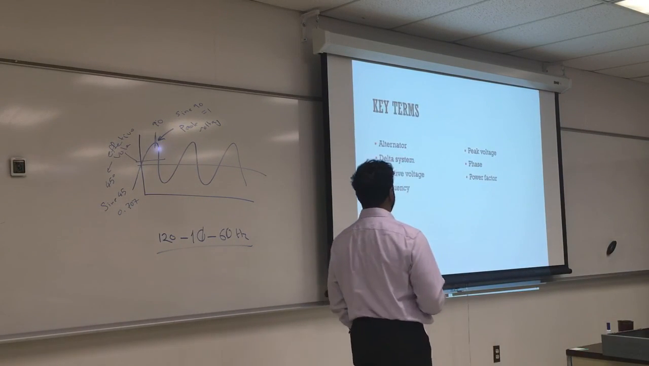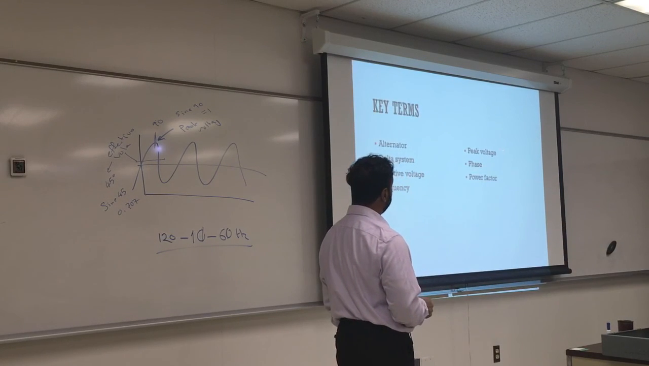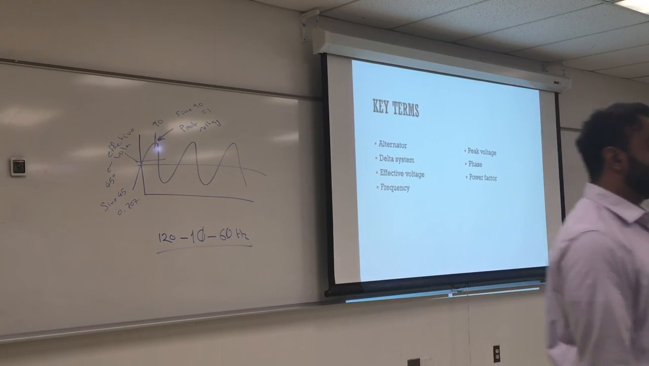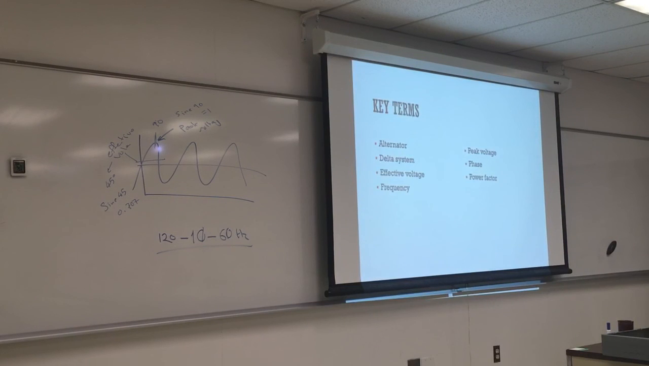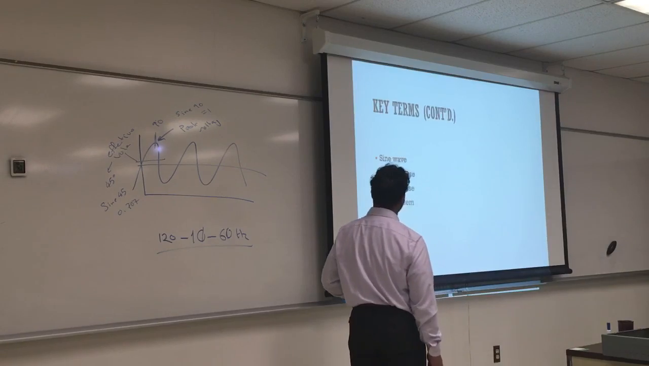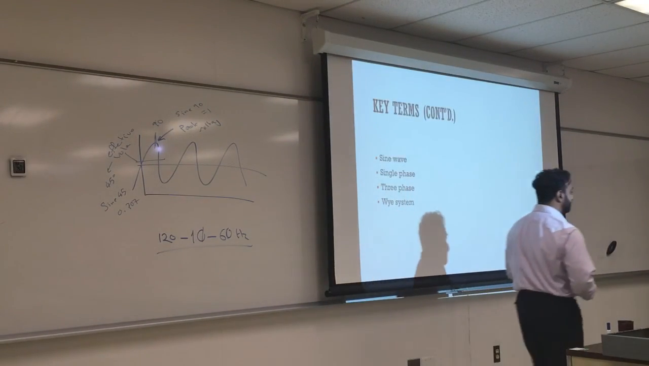Alternator, delta system, effective voltage, frequency, peak voltage, phase, power factor. Do you remember any of these? I'm going to ask you some of these in the quiz, since you know what they mean. What's an alternator? An alternator is a device that generates electricity. It's a motor that will propel and give you alternating current. You can say something in your car that generates electricity, in all the cars, motorcycles, everything. Delta system. Sine wave, single phase, 3-phase, Y system. You know this. And that's basically the summary of chapter 7.